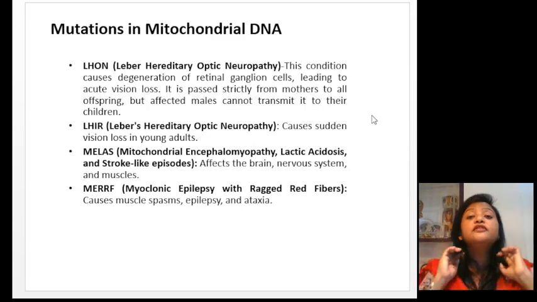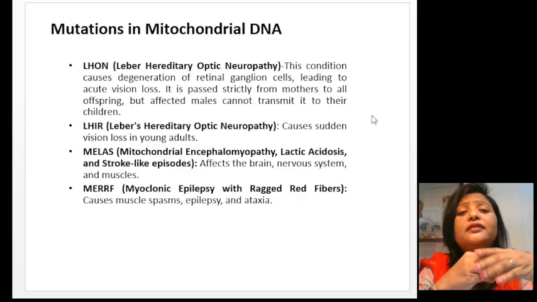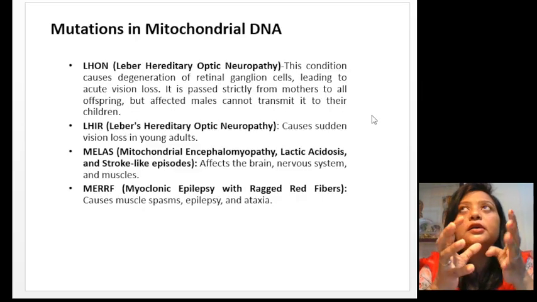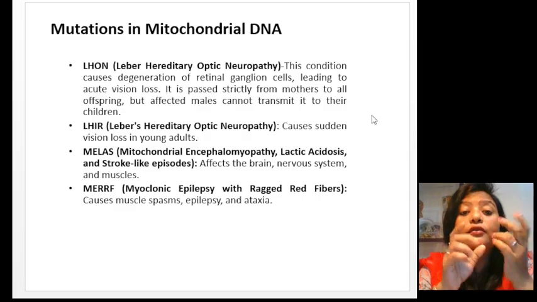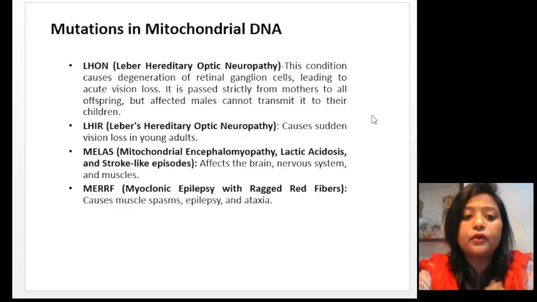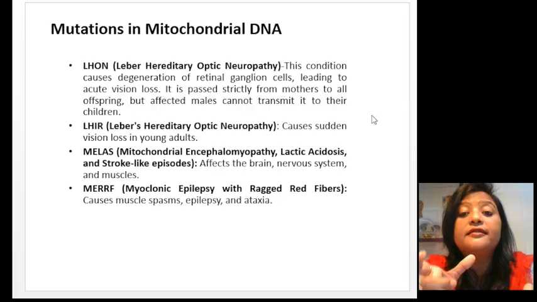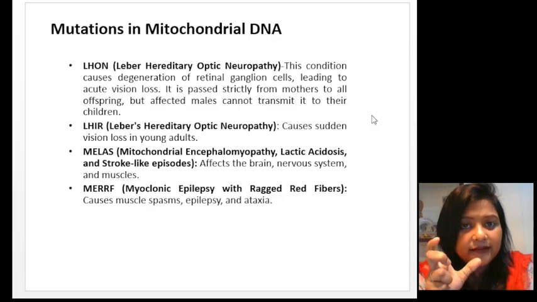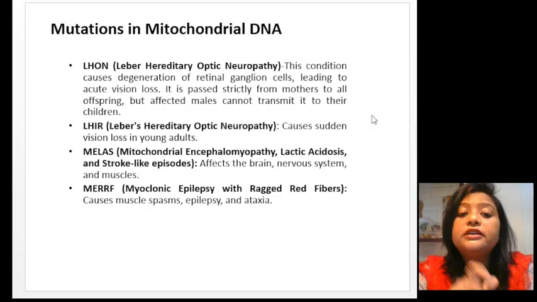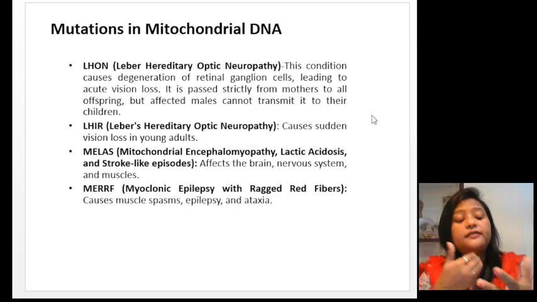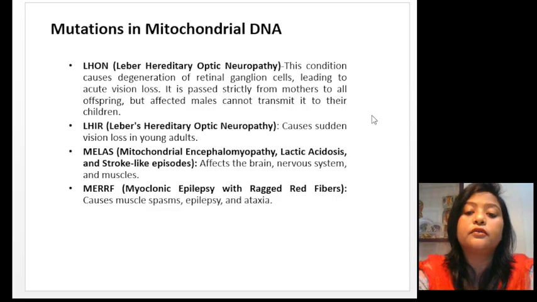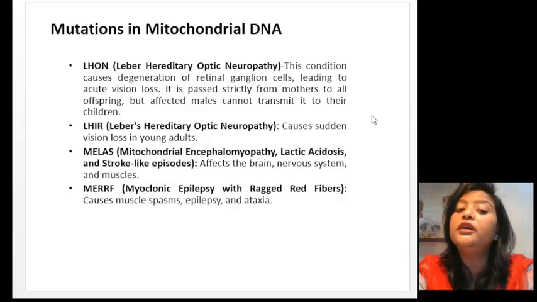Now, mutations in mitochondrial DNA. See, whenever there is a mutation in mitochondrial DNA, there is some impact on the high energy requiring organs. Okay, so there are some conditions mentioned here. LHON is Leber hereditary optic neuropathy. The name itself says optic neuropathy. That means eye cells are involved here. So it causes the degeneration of retinal ganglion cells. Okay, so a nerve is also involved here. So it will lead to acute vision loss. So it will be passed on. If the mother is affected, it will pass on to the child also. Okay, but if a male is affected, it will not pass on to any children.